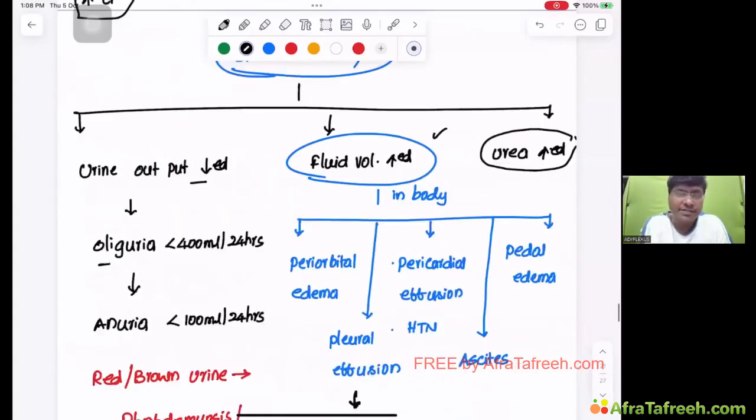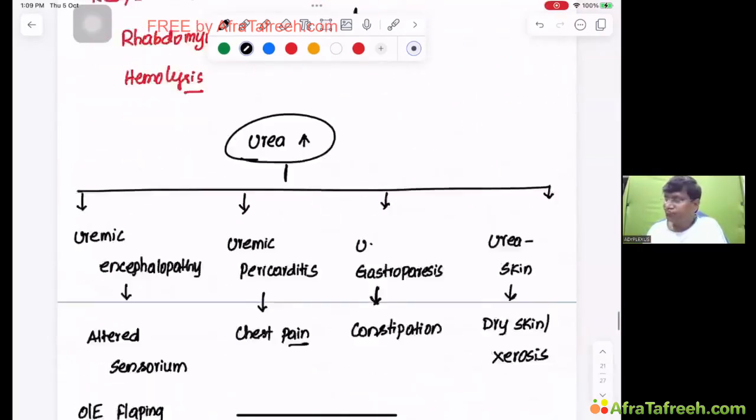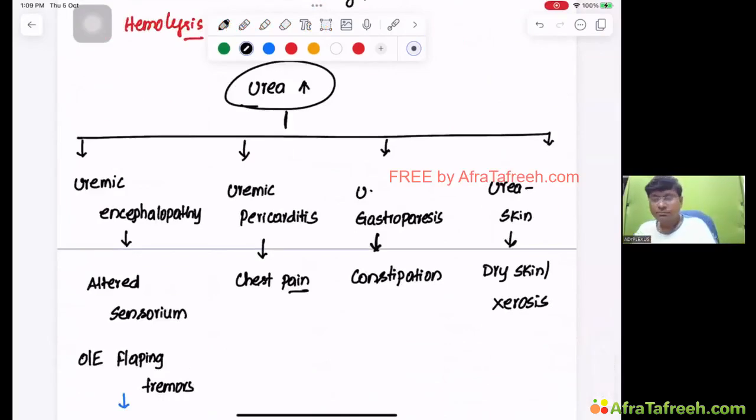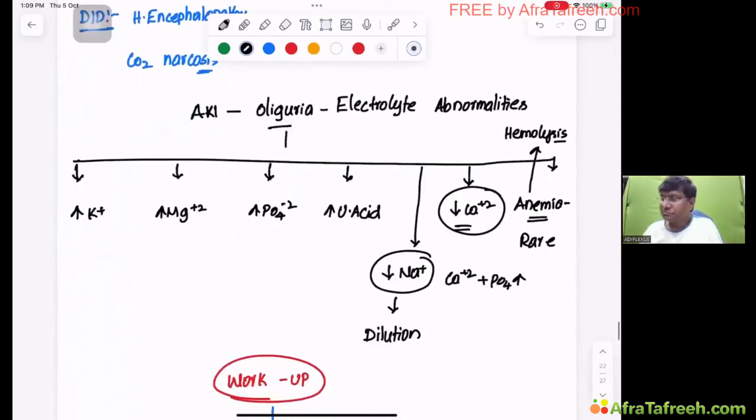The clinical features that you will have are because of decrease in urine output, because of the fluid overload, and because of increase in the urea. Decrease in urine output, they will have oliguria initially, and anuria in the later stages. Fluid volume is increased. The fluid can accumulate in the periorbital area, causing periorbital edema. In the third spaces, like pleural effusion, pericardial effusion, ascites, there can be hypertension, then pedal edema. Because of increase in urea levels, there can be uremic encephalopathy, uremic pericarditis, uremic gastroparesis, and the skin becomes dry because of the accumulation of the urea.